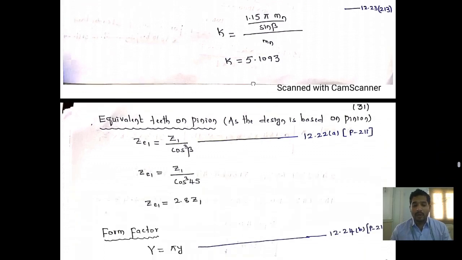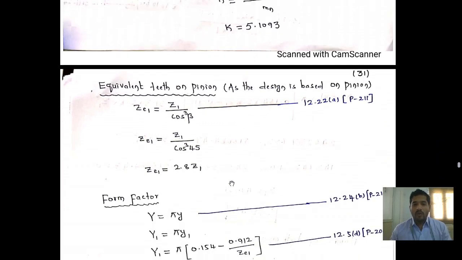After getting the value of K, we need to find the equivalent teeth on a pinion. To find the equivalent teeth on the pinion, we need to design based on the pinion. For that reason, Z is equal to Z1 by cos cube beta, where beta is 45. If you divide, you get 1 by cos cube 45, and the answer is 2.8 Z1.